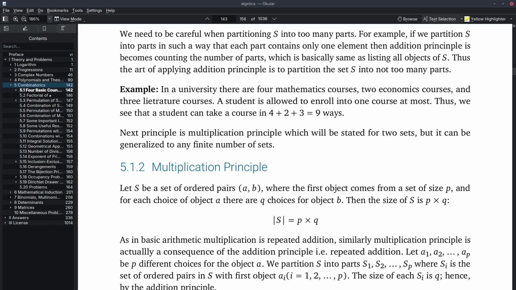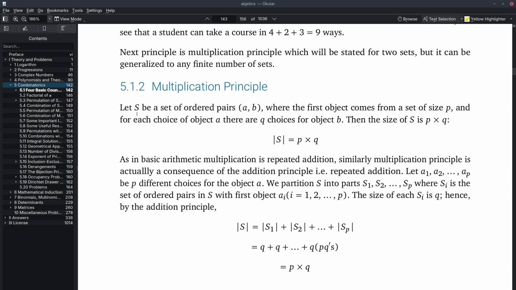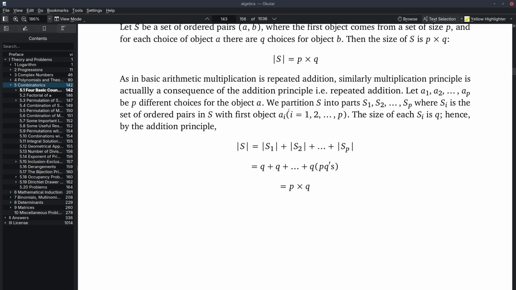Next principle is the multiplication principle, which will be stated for 2 sets, but it can be generalized for any finite number of sets. The multiplication principle states that, let S be a set of ordered pairs AB, where the first object comes from a set of size P, and for each choice of object A, there are Q choices for object B. Then the size of S is P times Q.